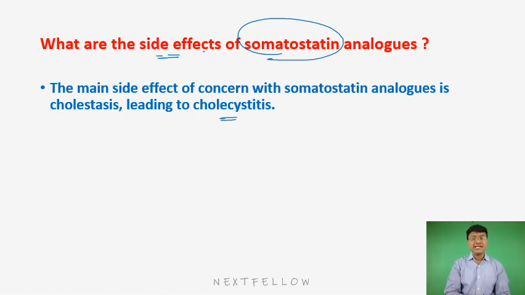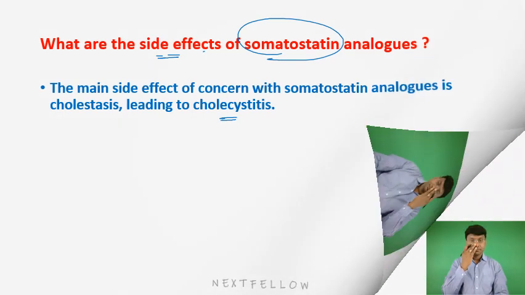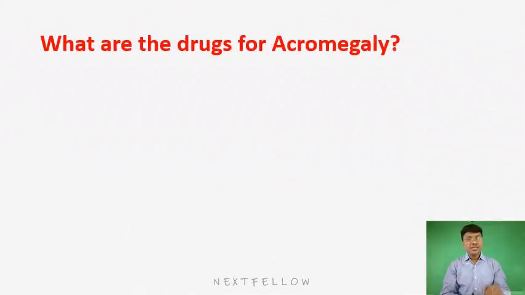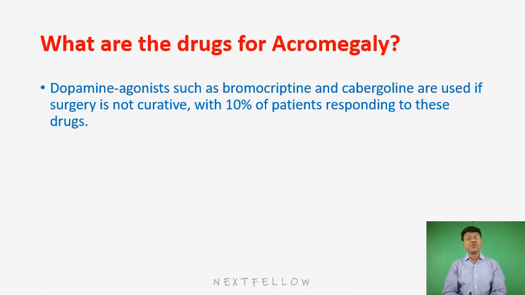Then, what are the alternative therapies apart from octreotide? In those individuals who have developed cholecystitis, you cannot give these somatostatin analogs. The other drugs include the dopamine agonists, that is bromocriptine as well as cabergoline. These drugs are preferably given in mammosomatotrope type of pituitary adenoma because the prolactin levels can be reduced by bromocriptine as well as cabergoline.